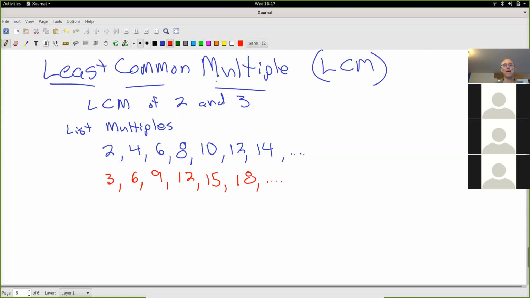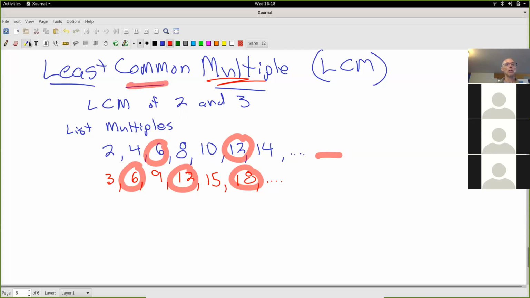So we have multiples, right? As far as common multiples go, let's circle those in red. Well, 6 is common. Next common one is 12. And eventually I would have seen 18 as another common multiple out here. So those are the common ones, but what I want is the least of the common multiples. And so definitely 6 is the least of the common multiples. So the LCM of 2 and 3 is 6.